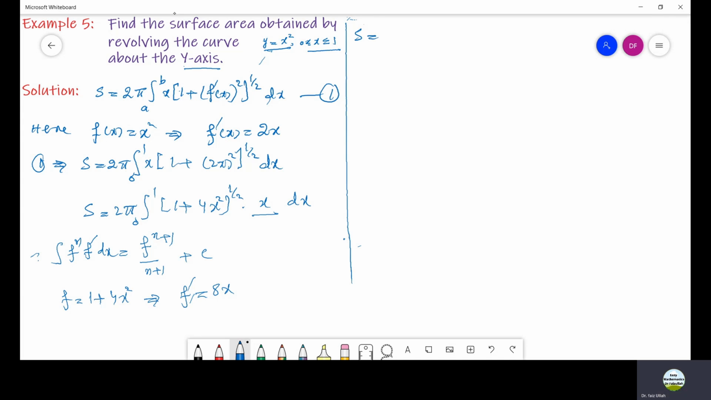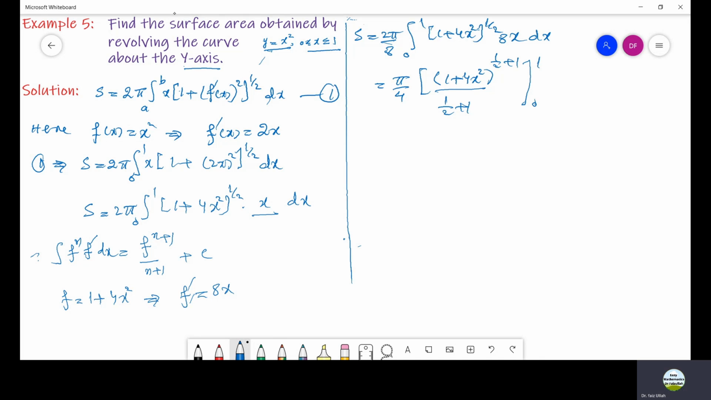And we get S is equal to 2 pi, integration is from 0 to 1 into 1 plus 4x square raised to the power 1 over 2 x dx. So we multiply and divide by 8. Now if we further simplify this, we can now integrate this by using the above rule, which we can write (1 plus 4x square) whole power 1 over 2 plus 1 divided by 1 over 2 plus 1. Limits are from 0 to 1.